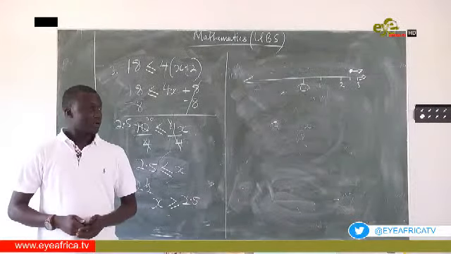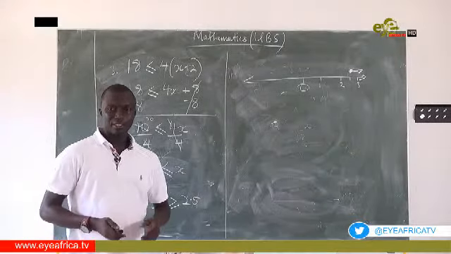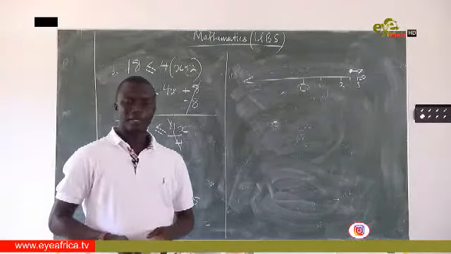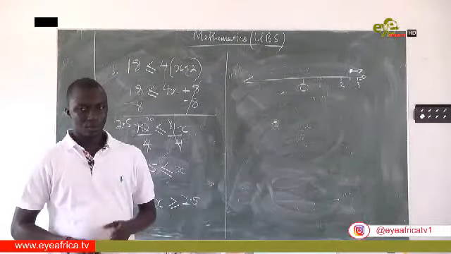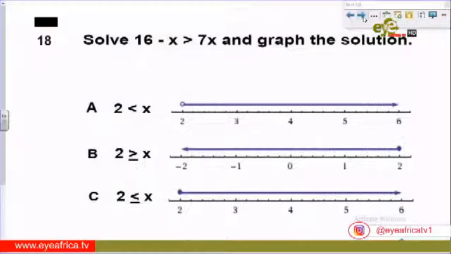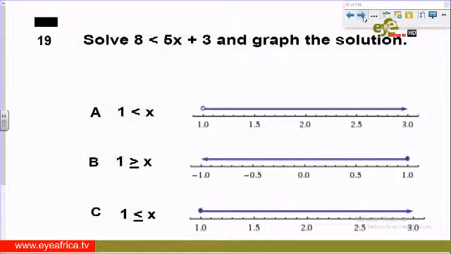Okay, so this comes to the end of our class, and I have 2 assignments for you, which are these: solve 16 minus x is greater than 7x and graph it. Solve 16 minus x is greater than 7x; you solve and graph. And the other one is 8 is less than 5x plus 3. Obviously, you will solve and graph this one as well.